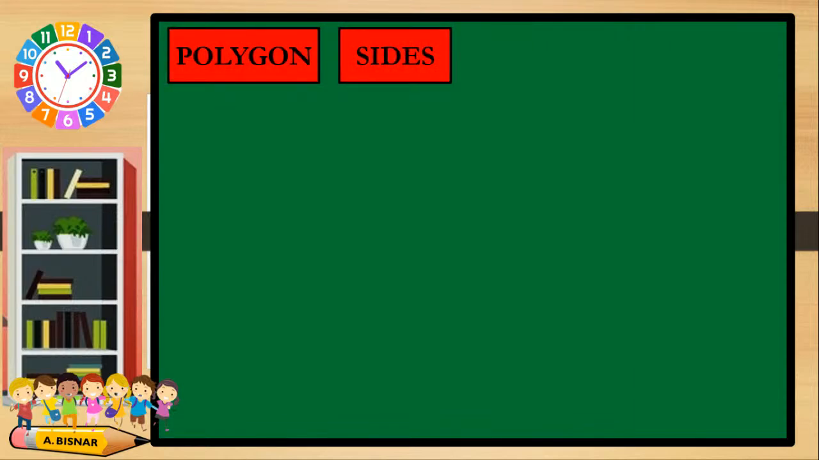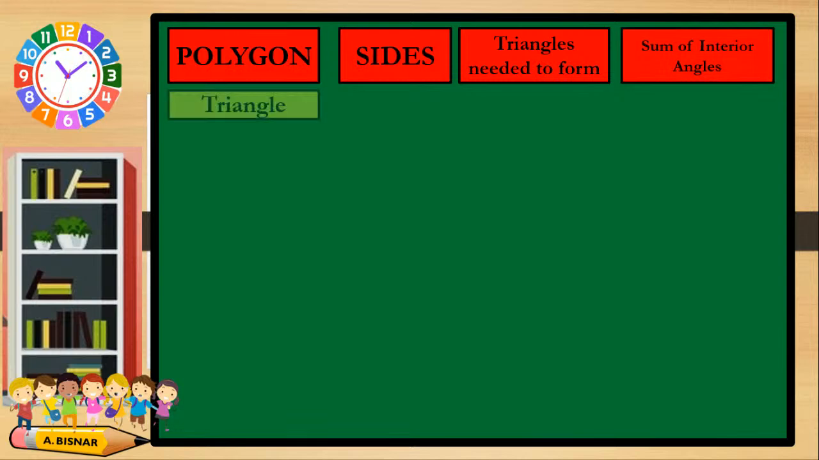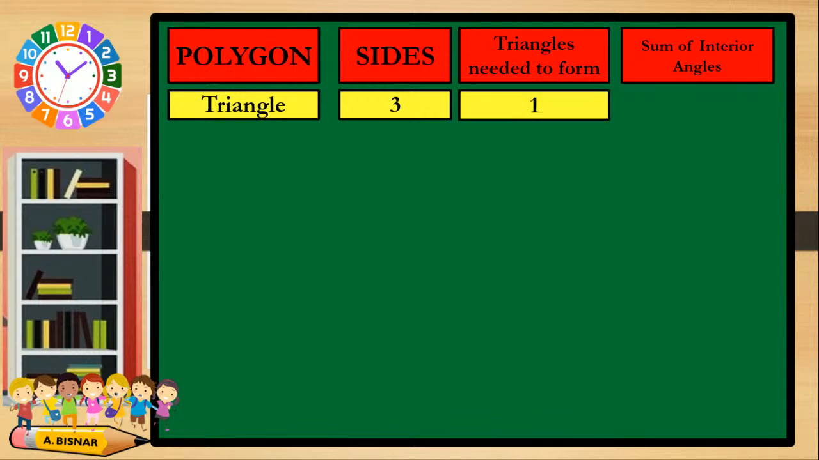Next, let's try to complete the table. A triangle has 3 sides. At ilang triangle ang kailangan para makabuo ng isang triangle? E di isa, because it's already a triangle. And what is the sum of interior angles of a triangle? That is 180 degrees.